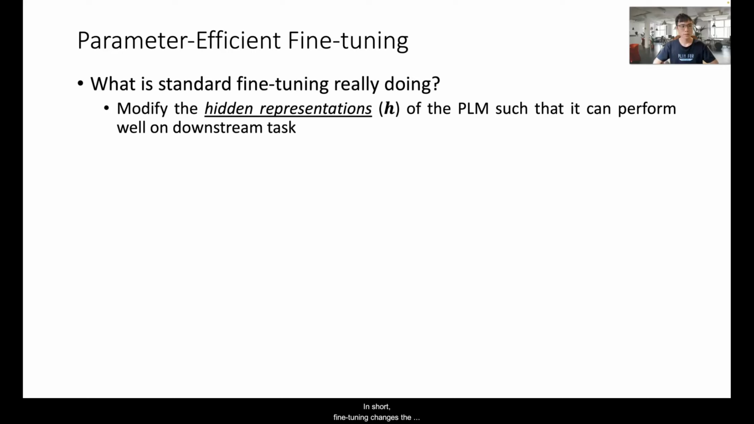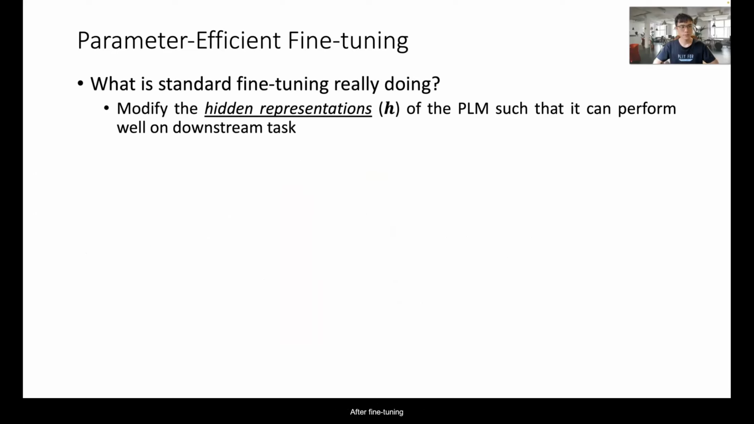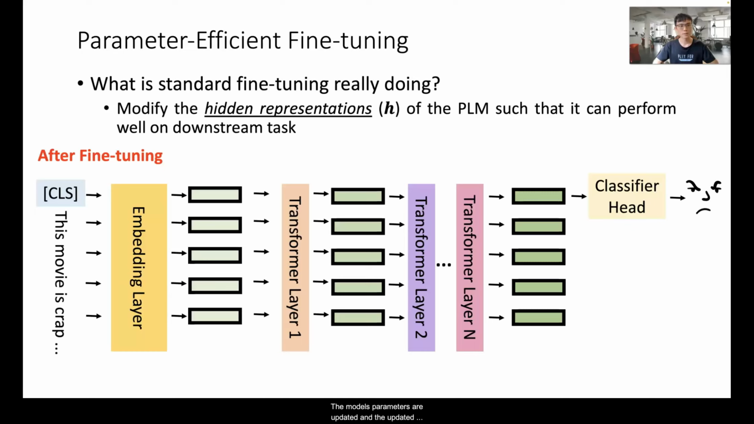In short, fine-tuning changes the hidden representations extracted by the transformer models. Before fine-tuning, given an input sentence, the transformer model calculates the hidden representations of each token in the input sentence. The hidden representations, denoted by H, are just any features extracted by the transformer model. It can be the output of a transformer layer, and it can also be the output of the self-attention layer. After fine-tuning, the model's parameters are updated, and the updated parameters will generate a different set of hidden representations, denoted by H'.